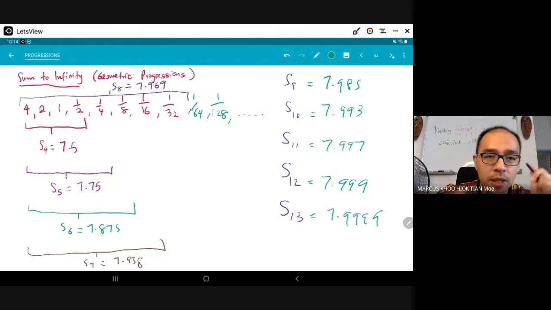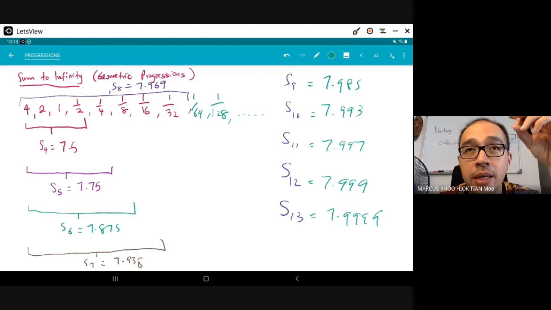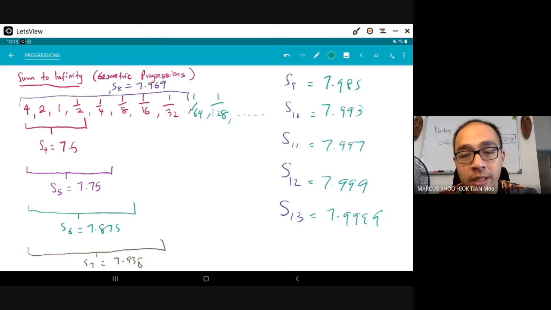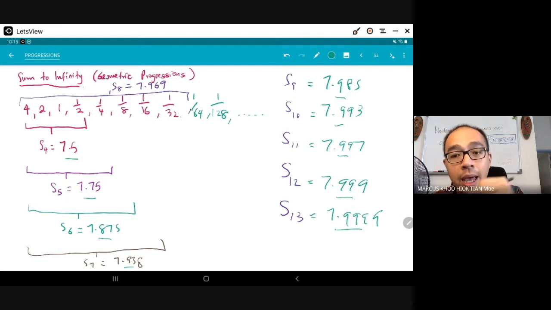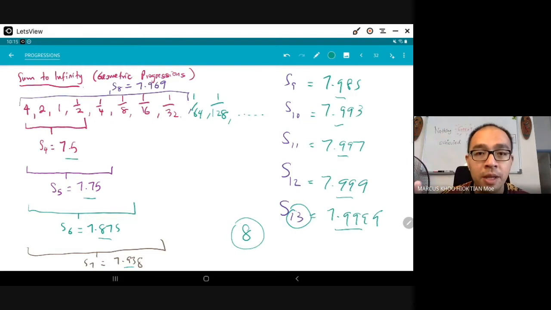So what I want you to notice is that for certain progressions, especially progressions where the number is getting smaller, when you keep adding it up, it will never end. Actually we can go on, S14, S20, S200, but you see that after a while, it follows a certain pattern. It gets nearer and nearer to the number 8. It won't hit number 8. Don't round this up. Actually, it's 7.99999, and then you round it up, but don't round it up. When you keep adding and adding, it will look like it's going near to a certain number, which is the number 8.